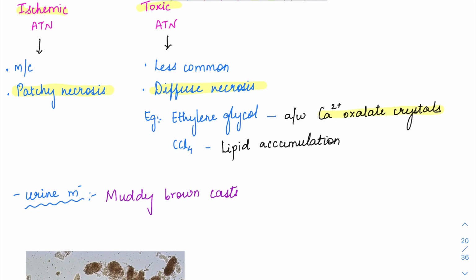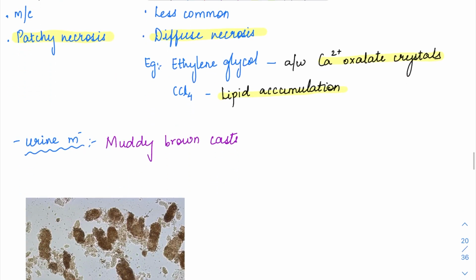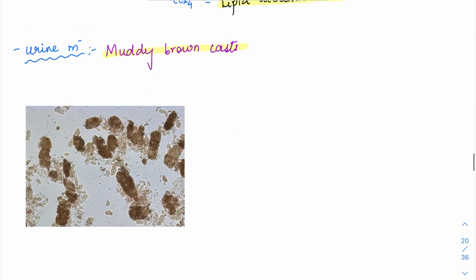Same for carbon tetrachloride. In carbon tetrachloride poisoning, again you can see lipid accumulation. The classical feature of acute tubular necrosis will be the presence of muddy brown casts. Normally, casts are proteins which are formed from Tamm-Horsfall protein. The loop of Henle is going to produce a protein called Tamm-Horsfall protein. That is going to produce the hyaline cast, which is a normal finding.